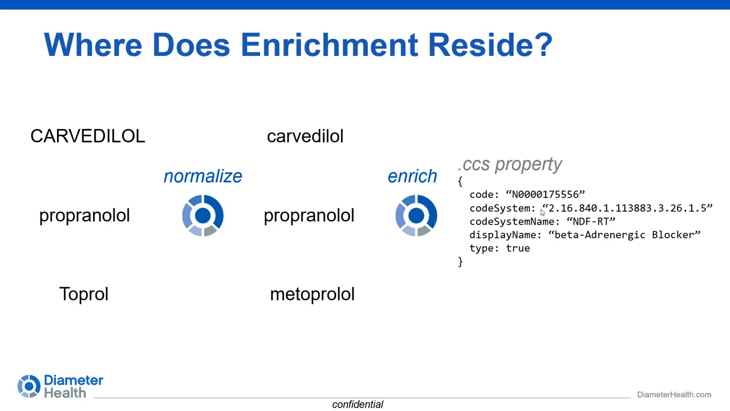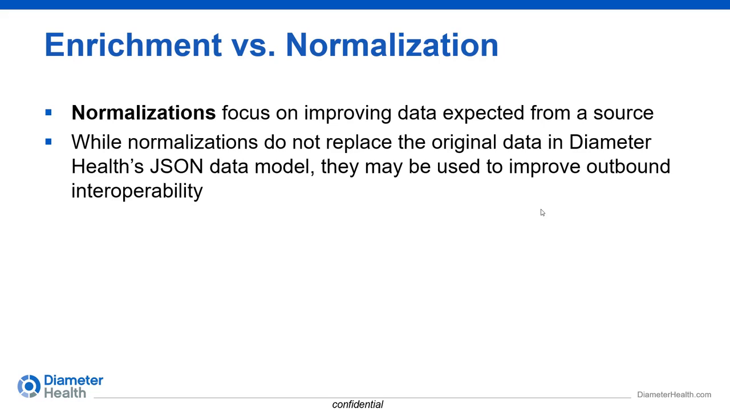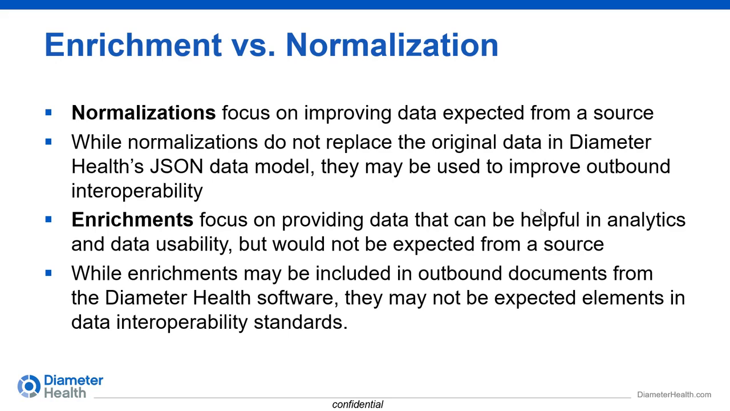Next, let's speak about the differences between data normalization and data enrichment. Normalizations focus on improving data that would be expected to be recorded at a source. For example, with a medication, we would expect to have some sort of code associated with what that medication is. While normalizations do not replace the original data in Diameter Health's JSON data model, they may be used to improve outbound interoperability. In contrast, enrichments focus on providing data that can be helpful in analytics and in data usability, but would not be expected to be recorded from a source.